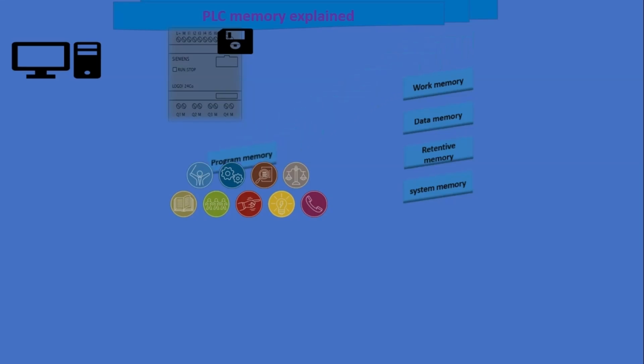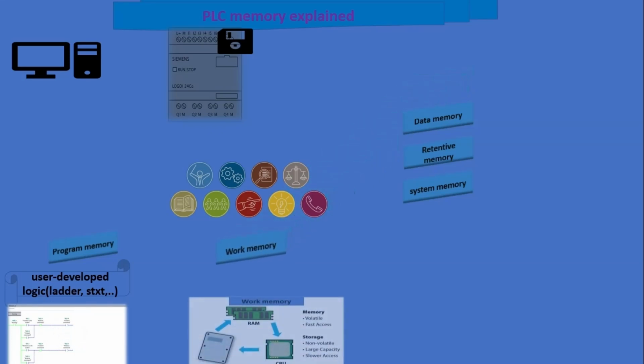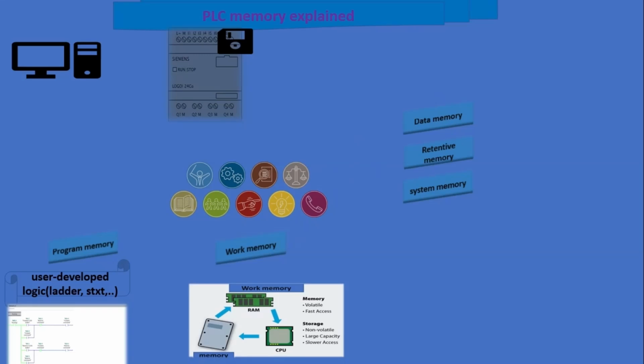Program memory holds the user-developed logic, written in ladder logic or other programming languages. Work memory temporarily stores the code and data blocks while the PLC is running. Its content is lost at CPU transition mode from on to off or at power failures.